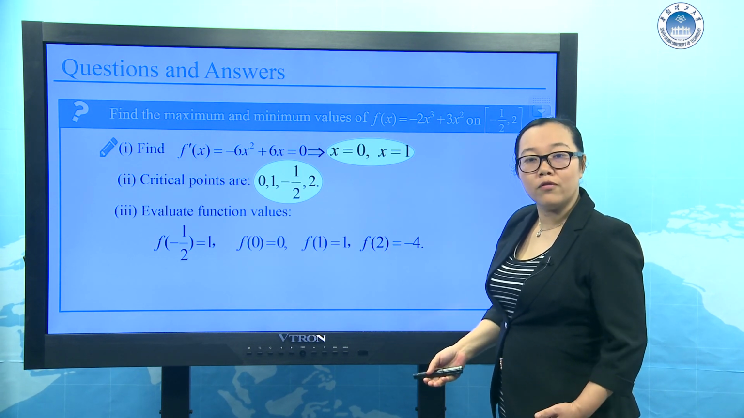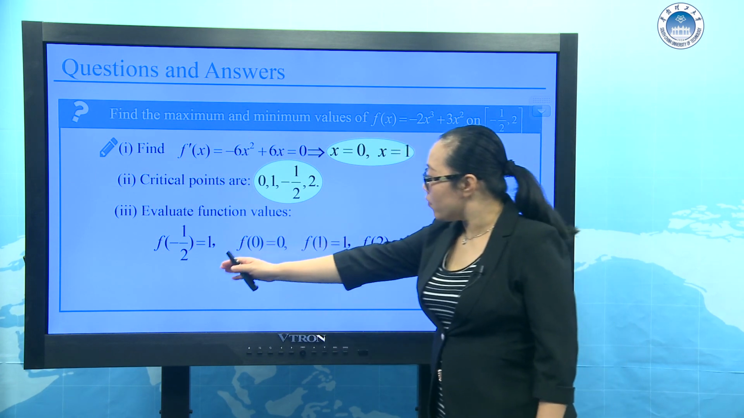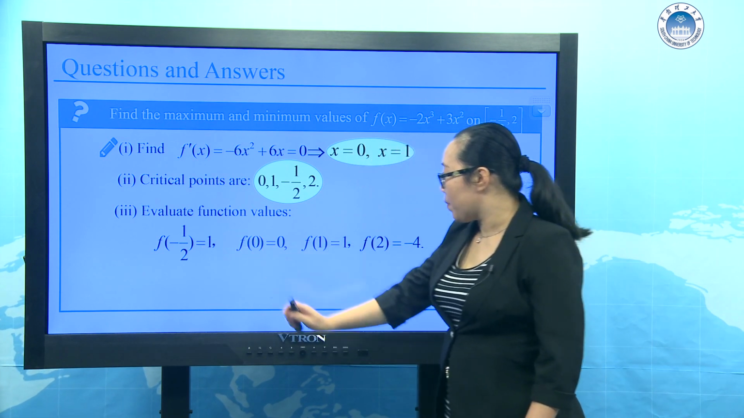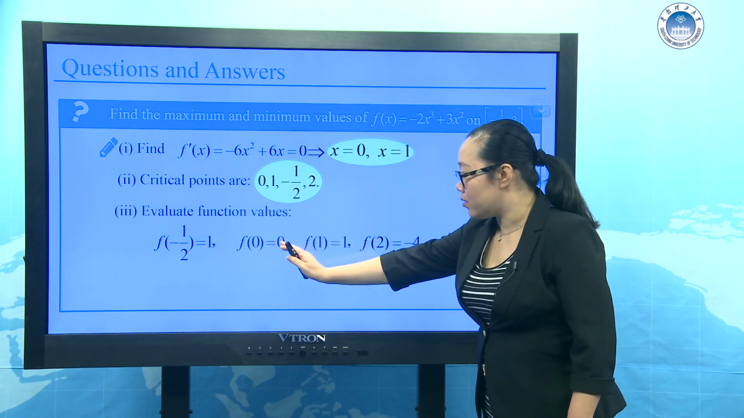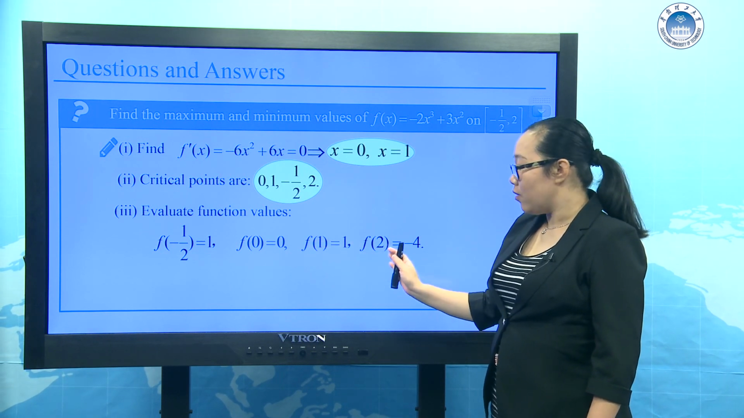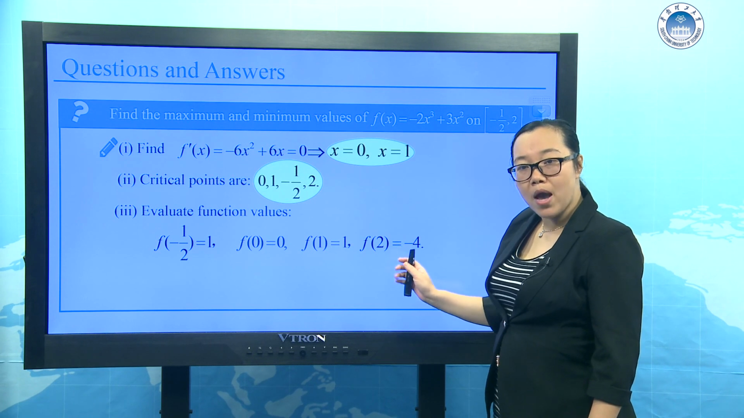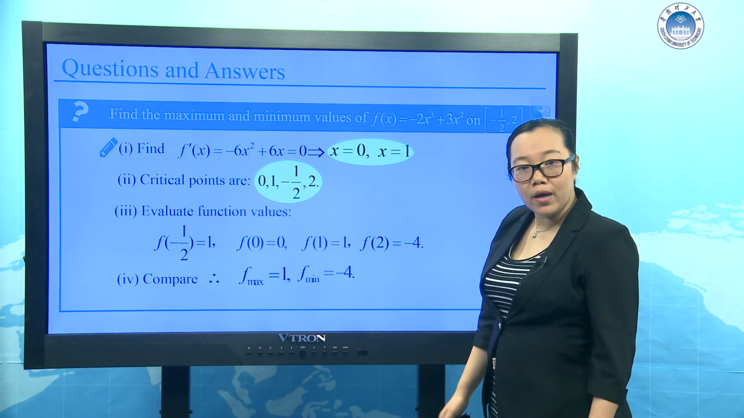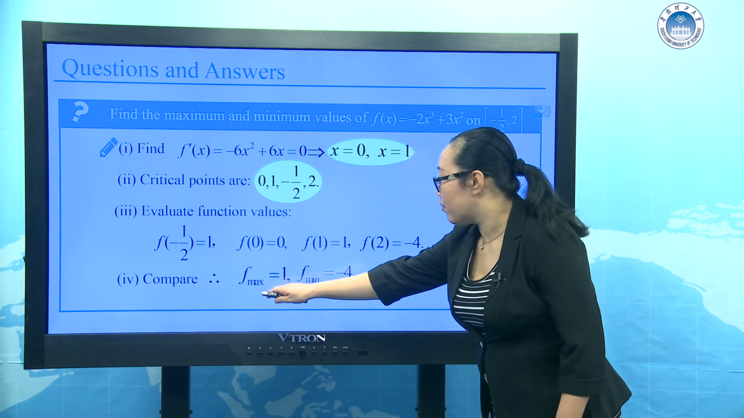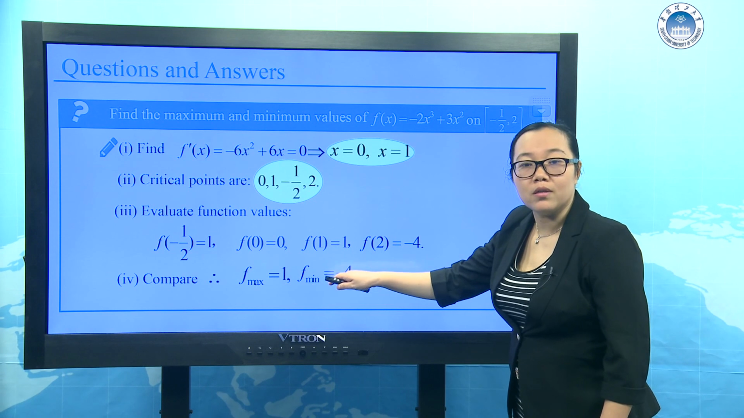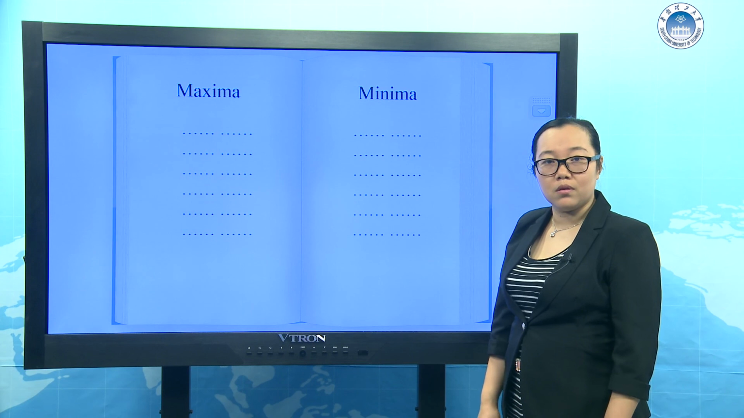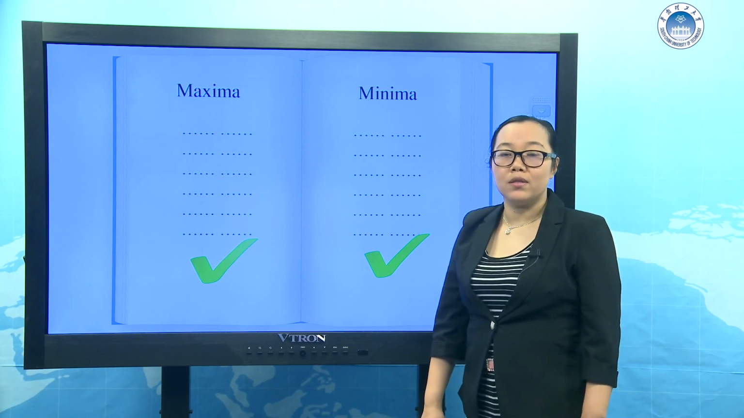Evaluate the corresponding function values. f at the given point -1/2, the value is 1. The 0 point, the value is 0. f at the given point 1 is 1. Value at the point 2 is -4. Compare the values. We can find the maximum value is 1. Minimum value is -4. So try to remember the 4 steps. The class is over. See you next time.